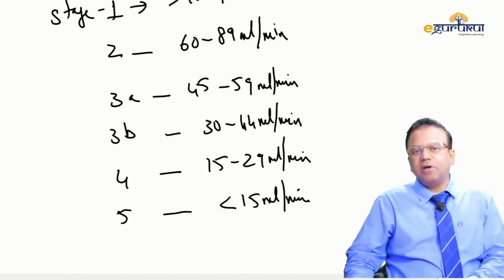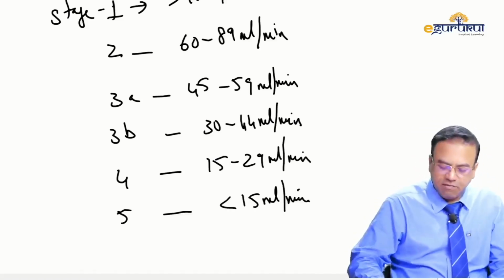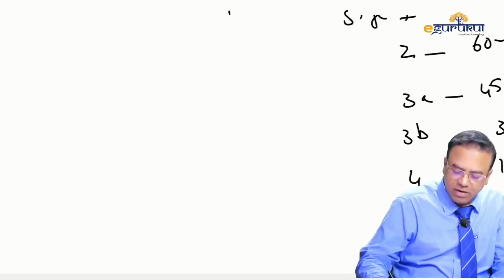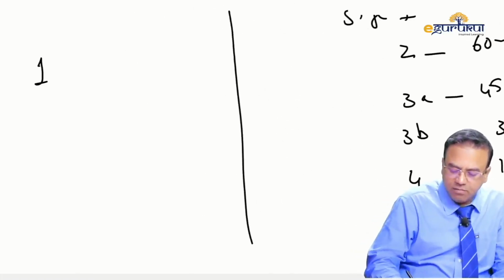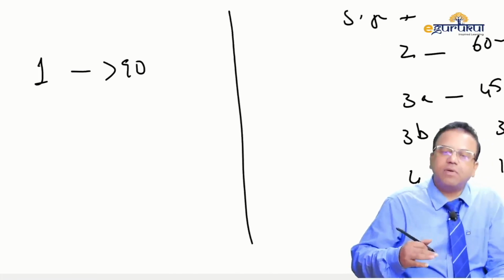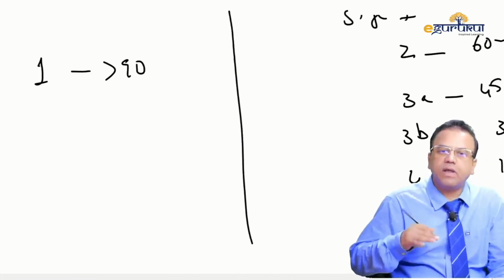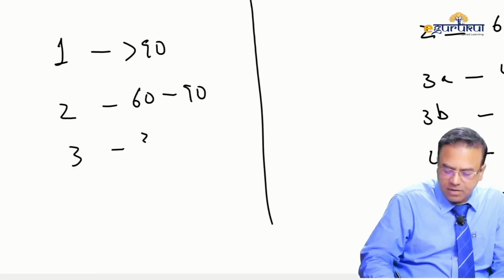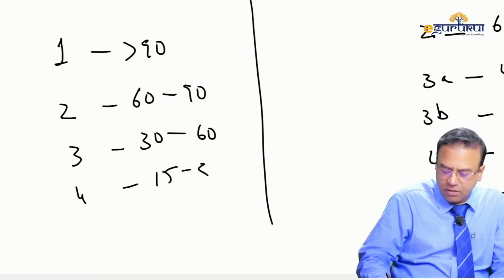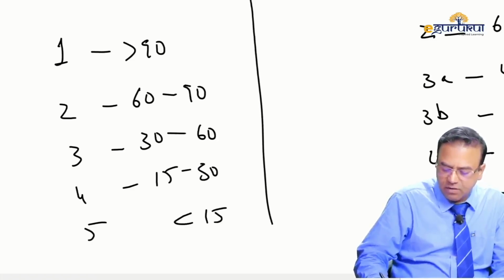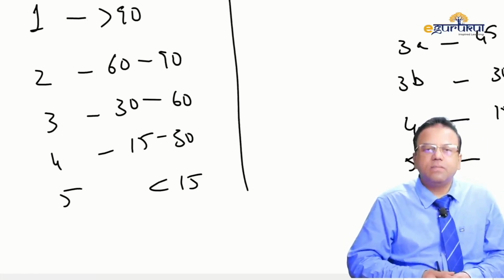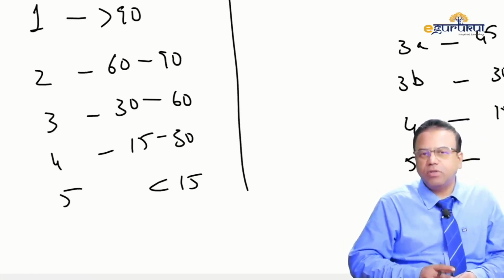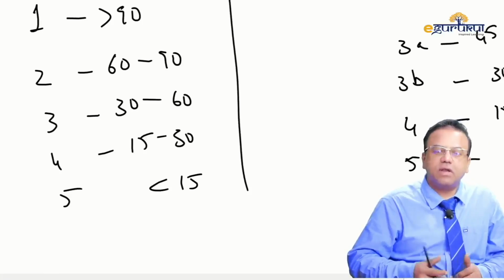So although it might appear difficult, it's not. It's pretty easy. If I write it this way, you'll understand that it's not that difficult. So 1 is more than 90. 120 ml is normal. Anything 90 to 120 is basically stage 1. 2 is 60 to 90. 3 is 30 to 60. 4 is 15 to 30. And 5 is less than 15. So looking at it this way, it does look easy. So these are the GFR numbers: more than 90, 60 to 90, 30 to 60, 15 to 30, less than 15.